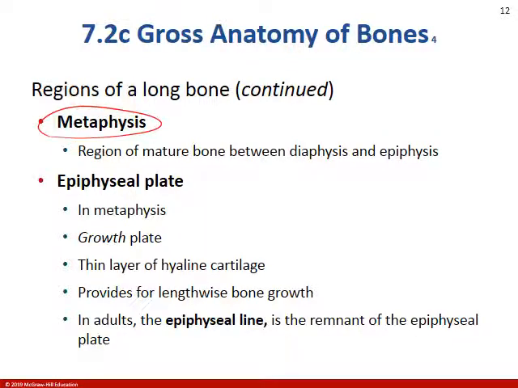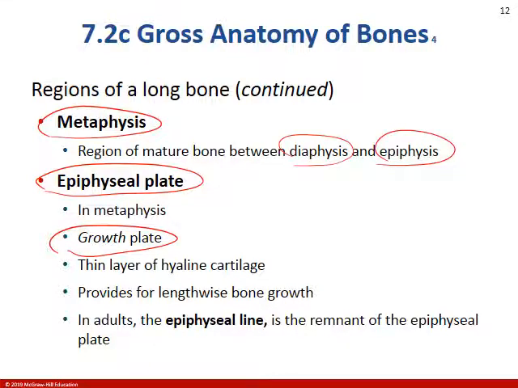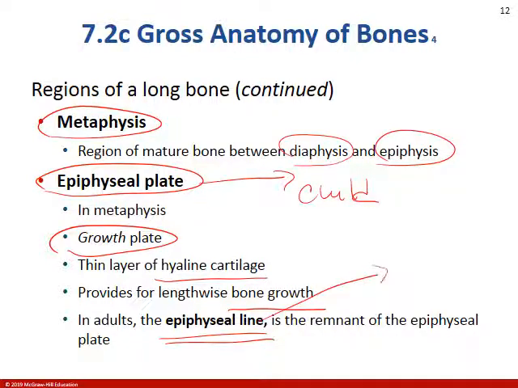We have this metaphysis, or we have an epiphyseal plate. So a metaphysis is a region of bone between the diaphysis and the epiphysis that's mature. An epiphyseal plate is a growth plate. It's a thin layer of hyaline cartilage. This is where bone growth can occur. In adults, it becomes the epiphyseal line. So if you see the word epiphyseal plate, you should think child. If you see epiphyseal line, you should think adult.